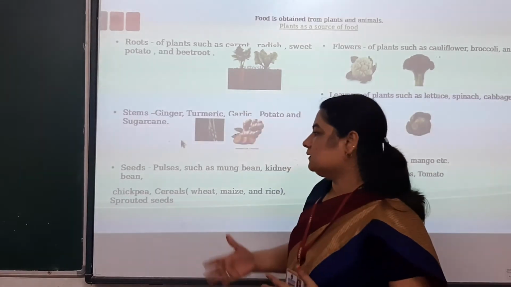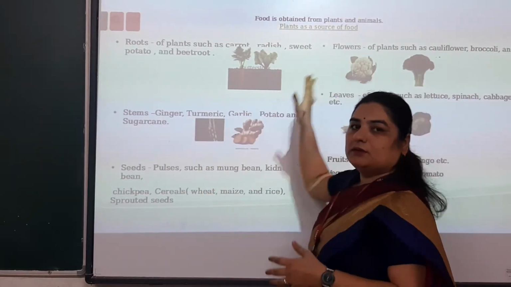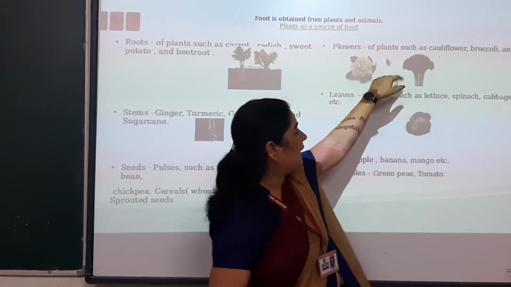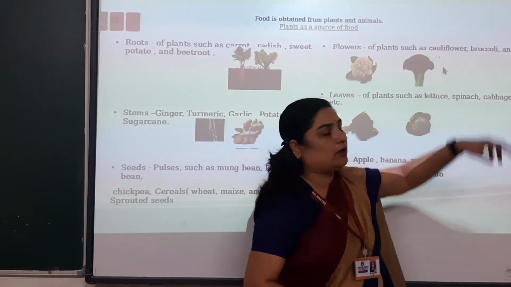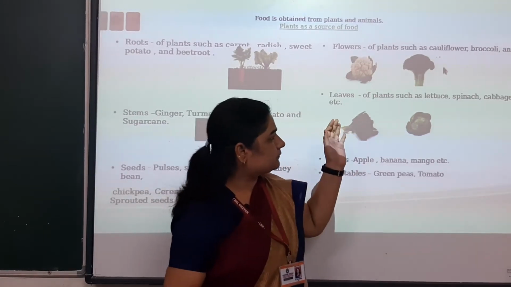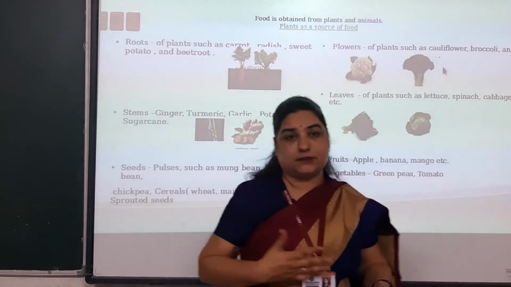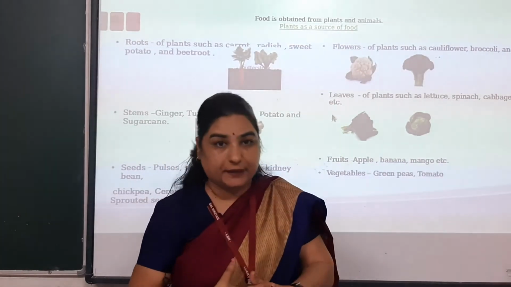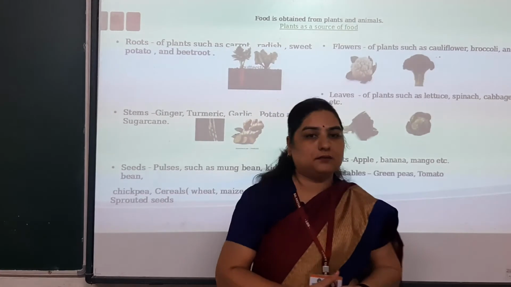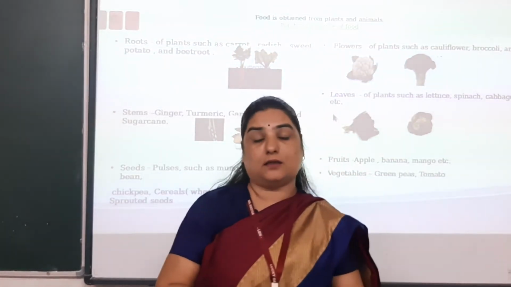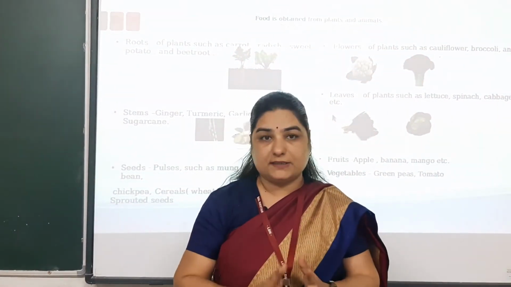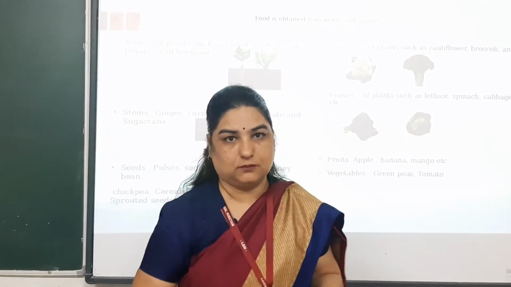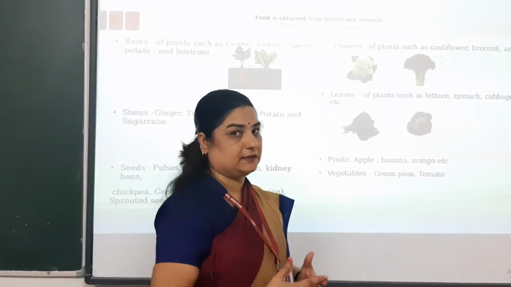Now we talk about flowers. Different types of flowers are parts of plants, like cauliflower, broccoli, and many other examples that are eaten by us. Done. Now leaves of plants such as lettuce, spinach and cabbage are eaten by us. They are called leafy vegetables. They are eaten raw, or we can cook these leaves.